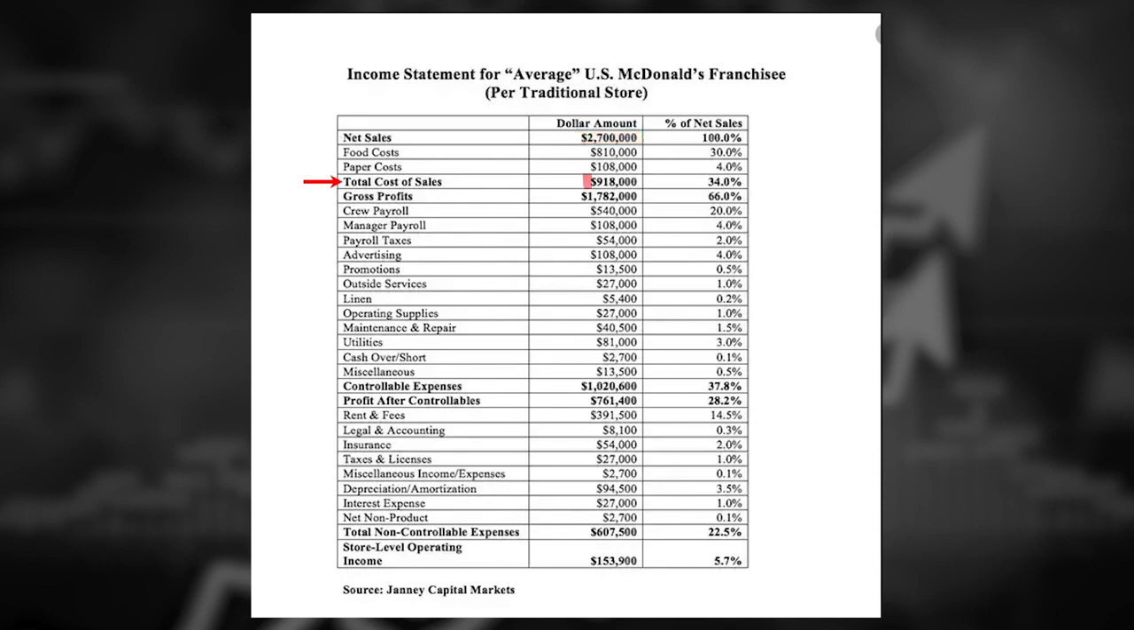Cost of goods sold, $918,000, which represents 34% of the gross revenue. So gross profits would be 66% of that, or $1.782 million. But I want to point out that crew payroll is $540,000, manager about $100,000, and then payroll taxes $54,000. You add that up, and we've got roughly $700,000 going to employee payroll, which is 26% of their gross revenue.